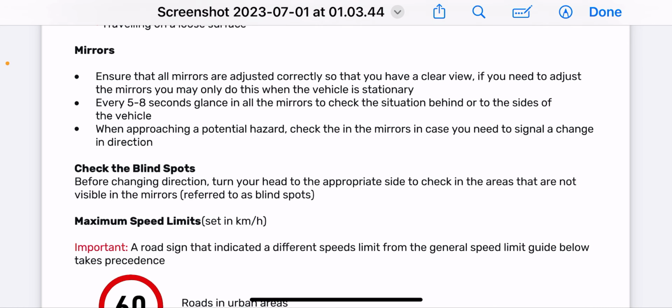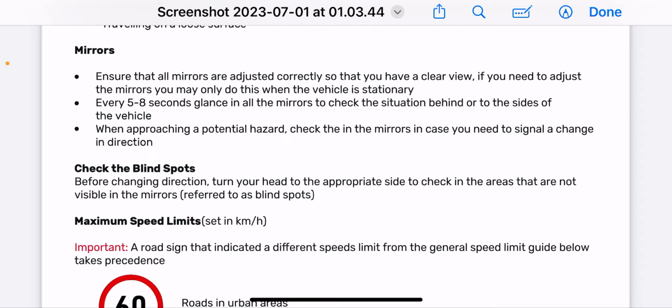And then you have the mirrors. Ensure that all mirrors are adjusted correctly so that you have a clear view. If you need to adjust the mirrors, you may only do this when the vehicle is stationary. Point number 2 says every 5 to 8 seconds glance in all the mirrors to check the situation behind or to the sides of the vehicle. You check your mirrors after 5 to 8 seconds.